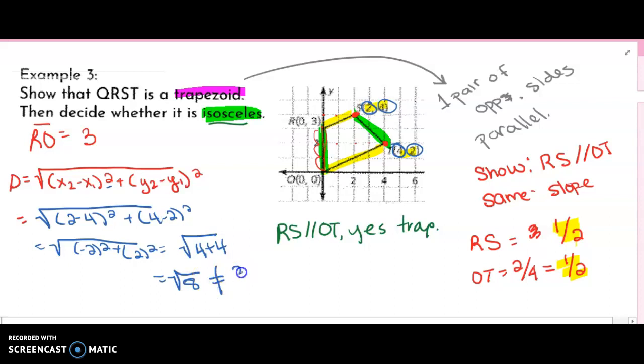Square root of 8, guys, is not equal to 3. The square root of 9 equals 3. Square root of 8 is less than 3. So no, they are not the same. So this is not an isosceles trapezoid.